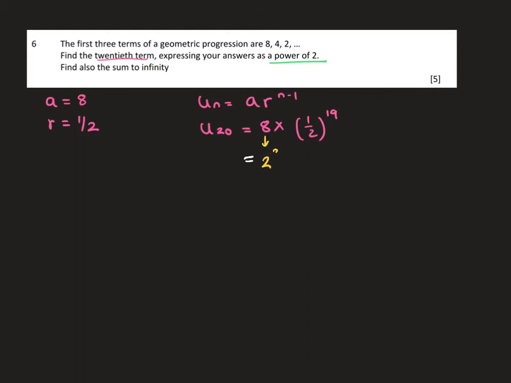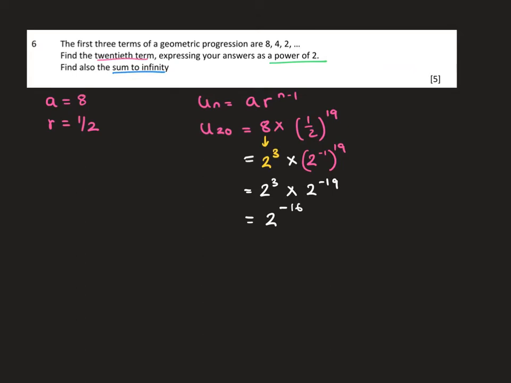8 becomes 2 cubed, and then inside the bracket I write a half as 2 to the negative 1, and then 19 as the secondary power here. So this is 2 cubed multiplied by 2 to the negative 19, which becomes 2 to the power of negative 16. There are other ways of reaching this answer, but this is a nice, efficient technique.